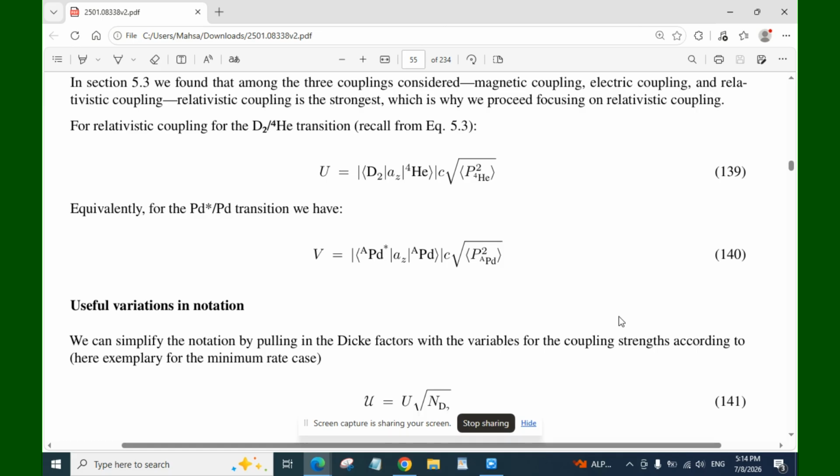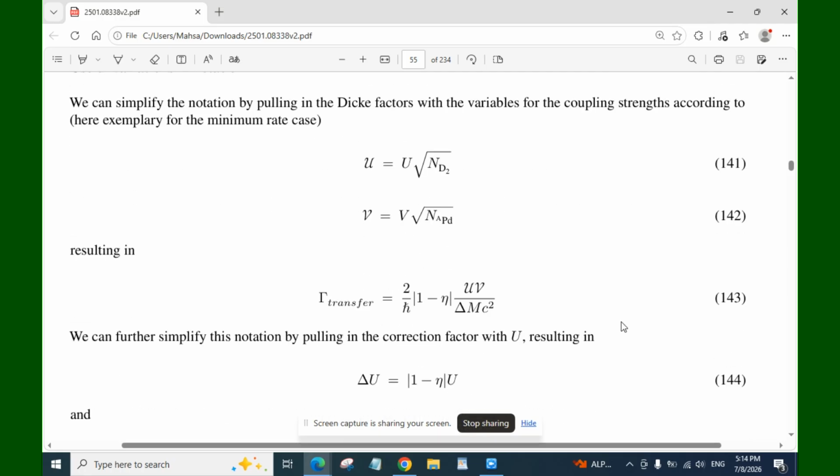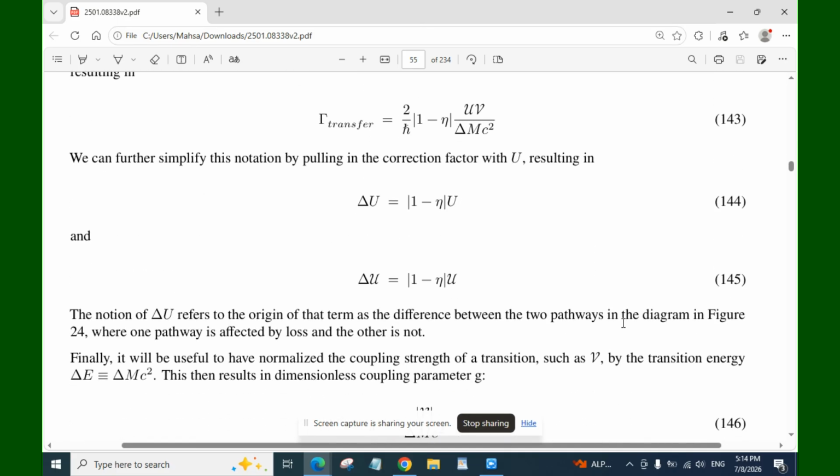Useful variations in notation. We can simplify the notation by pulling in the decay factors with the variables for the coupling strengths, exemplary for the minimum rate scale. Ũ is equal to U multiplied by square root n deuterium, ν̃ is equal to V multiplied by square root n R palladium, resulting in gamma transfer equal to 2 divided by h, absolute 1 minus eta, ŨṼ divided by delta m c to the power of 2.